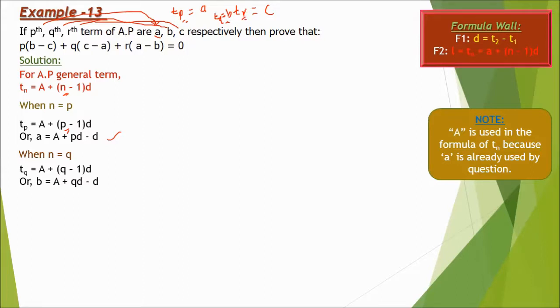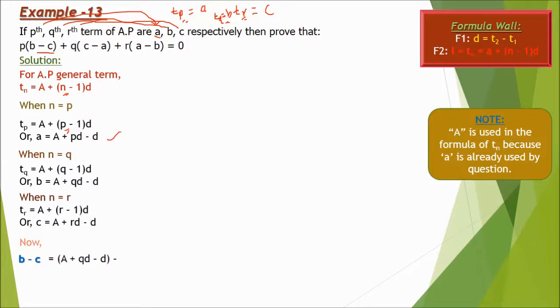Now these P, Q, R are the values of n. We will replace n by P, Q, R. Similarly, when n is equal to R, TR is equal to capital A plus R minus 1 D. So TR is equal to C. Now let's subtract B and C, because it's in the question.